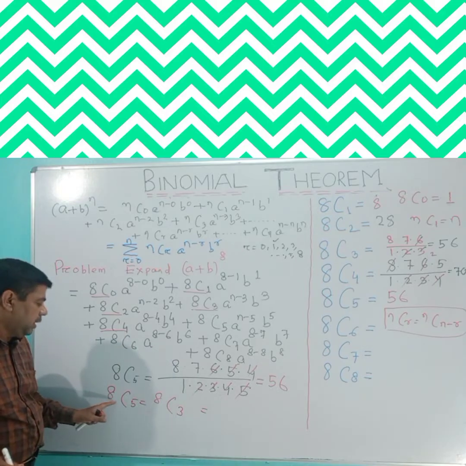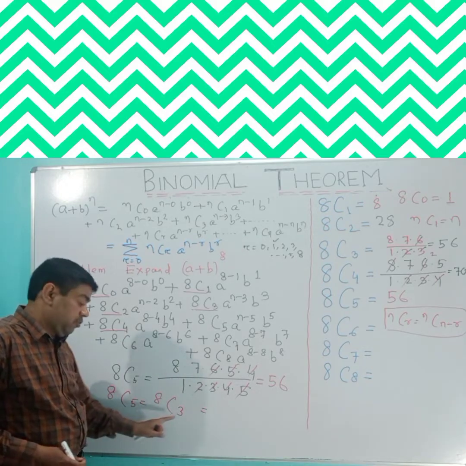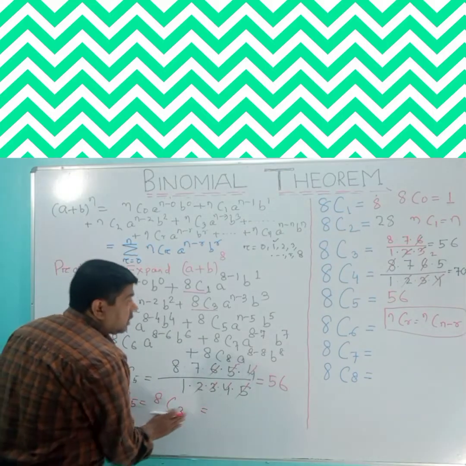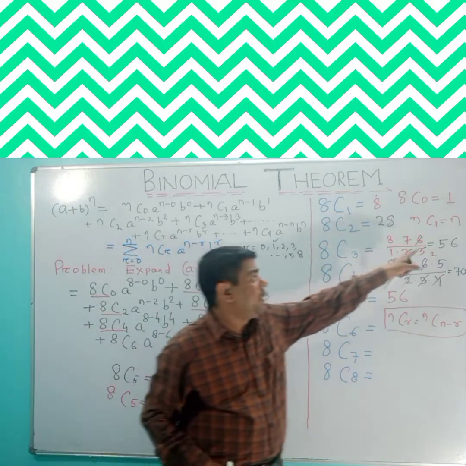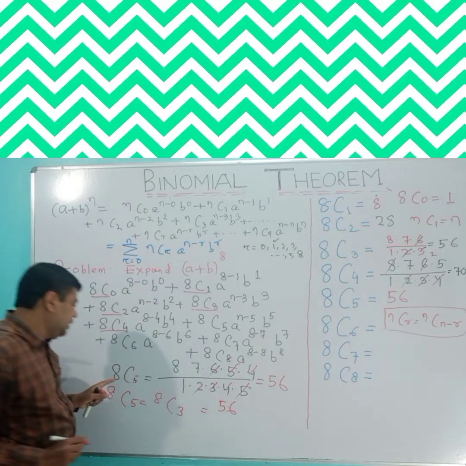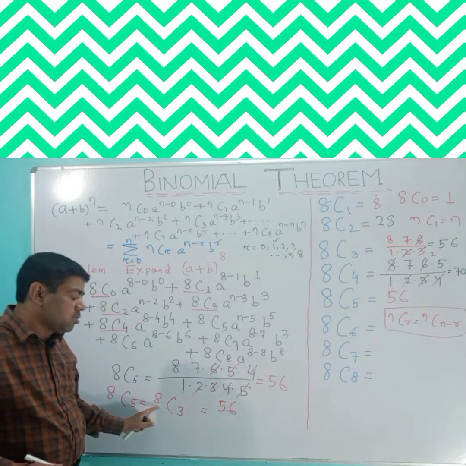Look here. 8C5 you can write as 8C(8 minus 5), which is 8C3. We already got the value of 8C3, which is 56. So you already see that 8C5 is also equal to 8C3.